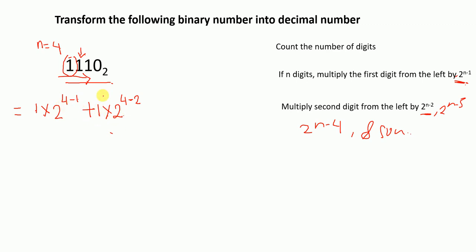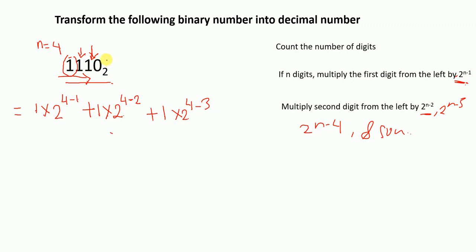So then we took the second digit, which is 1, and multiplied it by 2 to the power n minus 2. So 4 minus 2, plus, we take the third digit, which is also 1. We write 1 and multiply it by 2 to the power 4 minus 3, because it is the third digit, so it will be n minus 3.